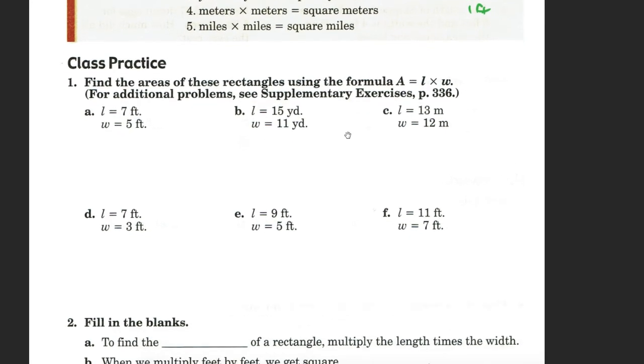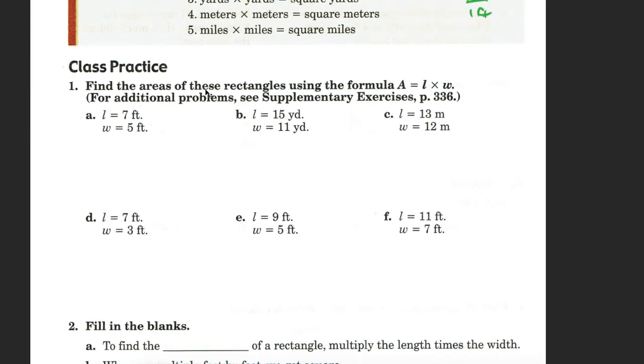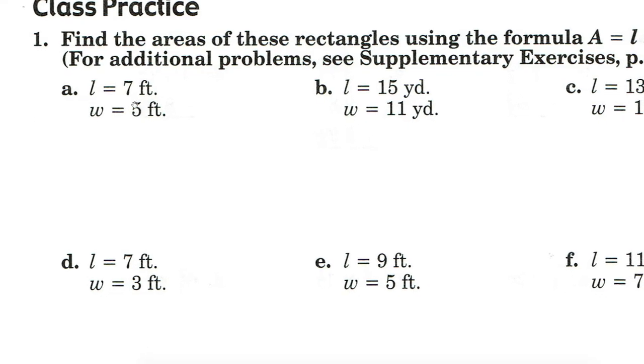All right, so let's do number 1 together. Find the area of these rectangles using the formula area equals length times width. Let me change my colors here. Number 1A, length equals 7 feet, width equals 5 feet. First, write the formula, which is area equals length times width. Then plug in your length and width. Length is 7 feet times my width, 5 feet. So area equals 7 times 5, which is 35, what?